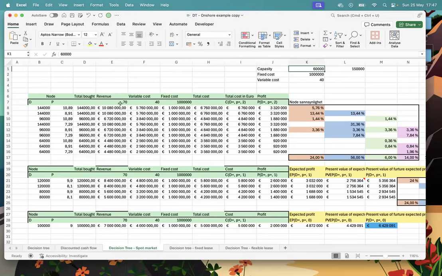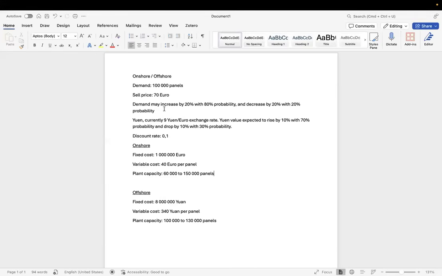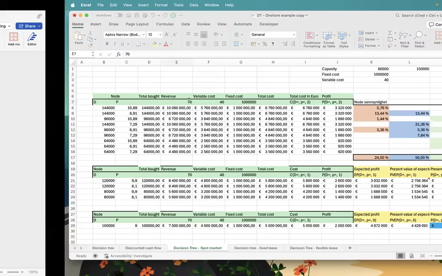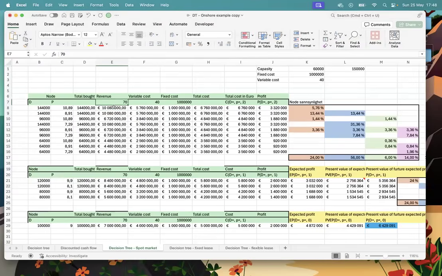And then our revenue would be our demand, whatever we have produced, times the sell price, which was 70 euros per panel. So this would be 70 euros times 144,000. It's a different equation here and here. I will go into it later when I do the offshore, because it's not relevant on the onshore.